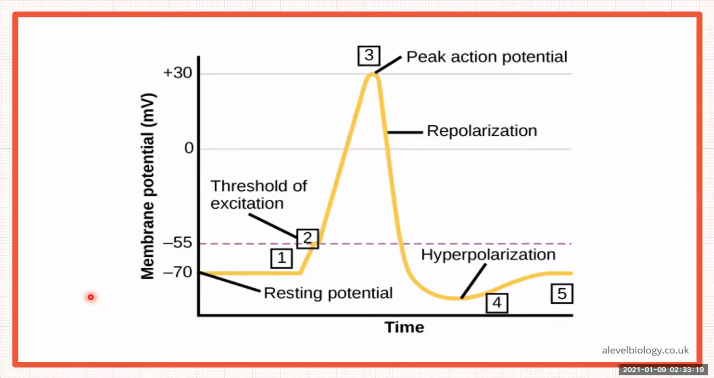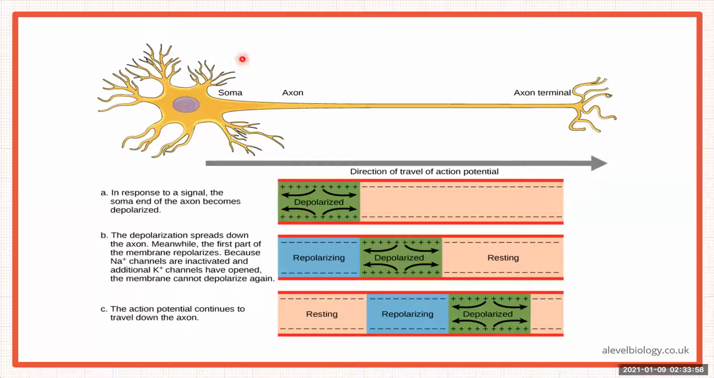So this is another diagrammatic view. Just have a look at how it looks. Here they have shown you a motor neuron, and look at the direction of the action potential. It will travel along the axon until it reaches the nerve endings here, right? So this is how it starts. In response to a signal, the soma, and soma simply means the cell body, this end of the axon becomes depolarized. Now you can see the charges: we have more positive charges inside now.